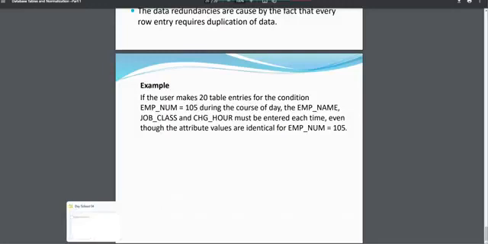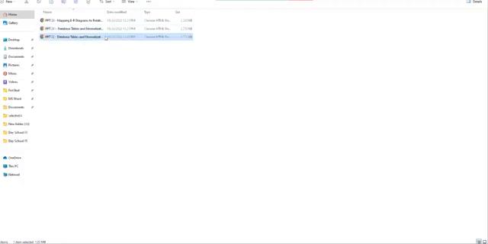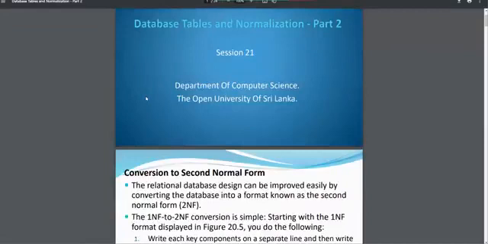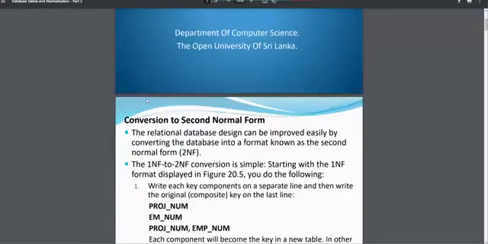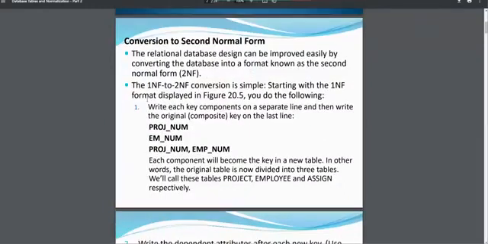Then we focus on the next presentation. Second normal form. Read and understand these concepts.